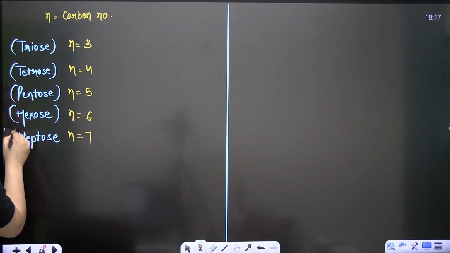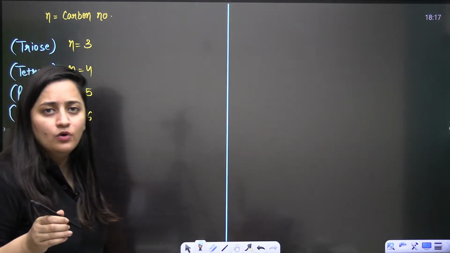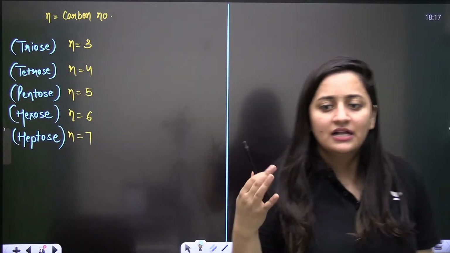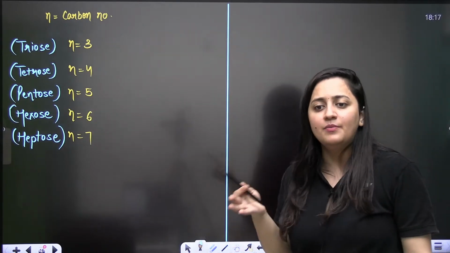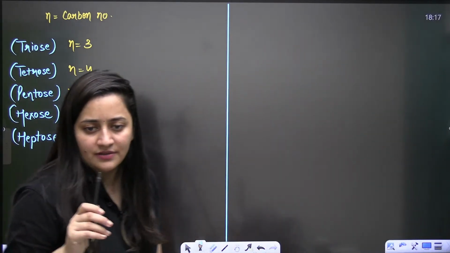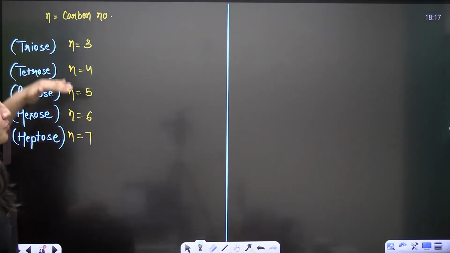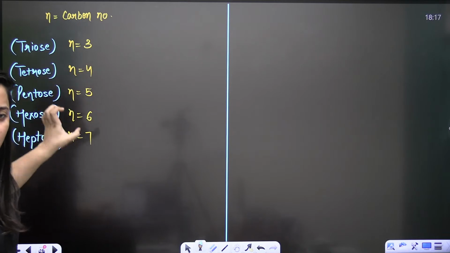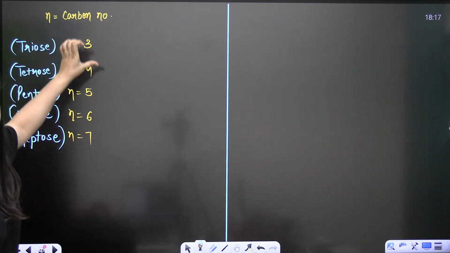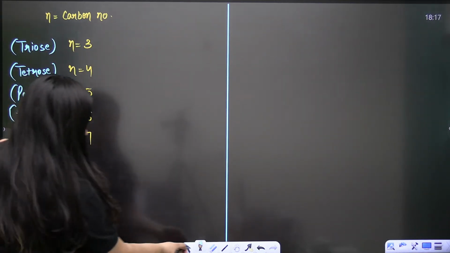Clear? So hexose, heptose. If it is a triose, carbon number is 3. Tetrose, carbon number is 4. Pentose, carbon number is 5. Hexose, carbon number 6. Heptose, carbon number 7. So in a monosaccharide, in a monomer, you can see that carbon number can vary from 3 to 7.